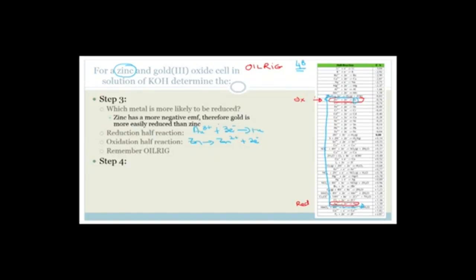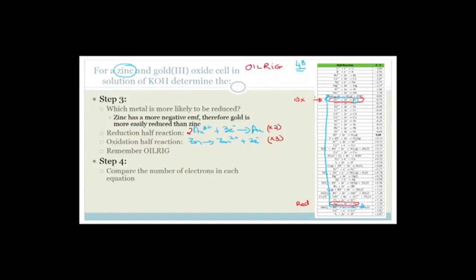And I've said remember OIL RIG. Now step four is compare the number of electrons in each equation. So you can see that there are three electrons here and two here. So do you agree that I could multiply the top line by two and you could multiply the bottom line by three and we'd end up with the same number of electrons, okay?